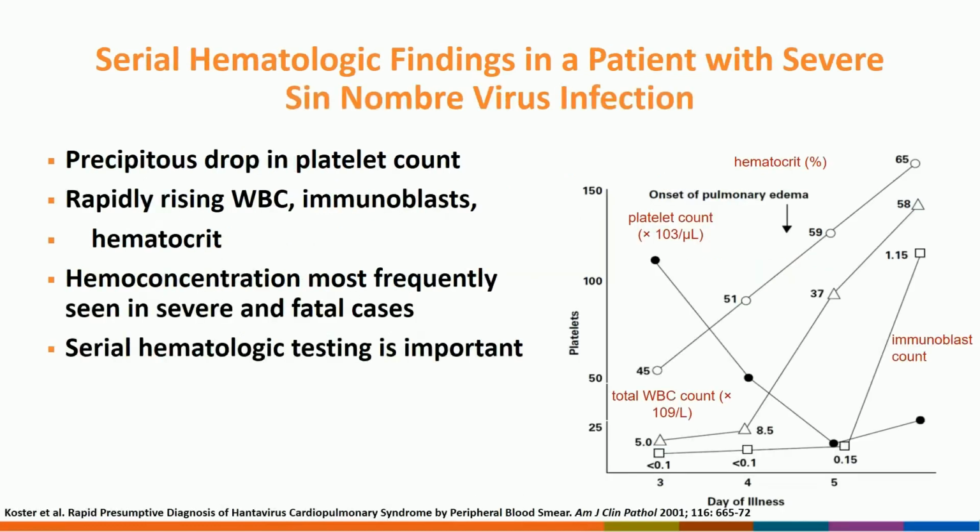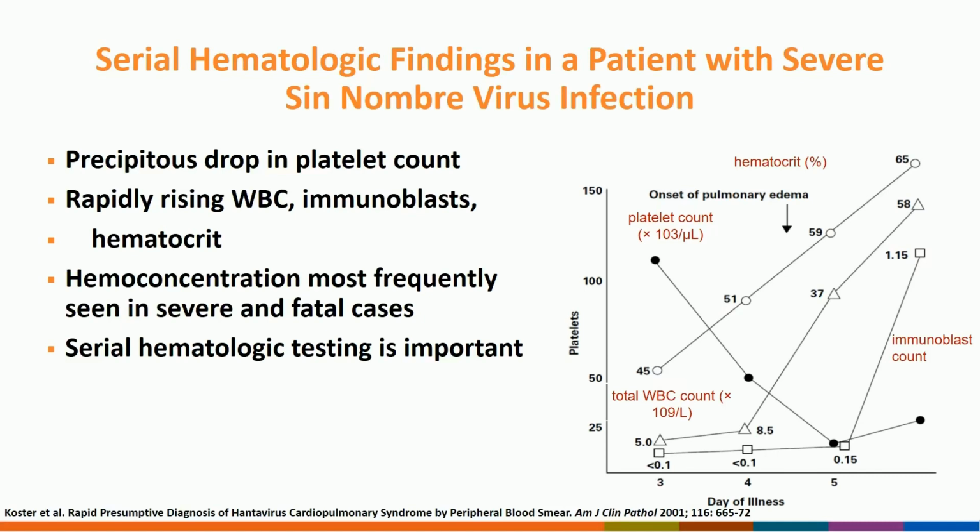Here is a graph describing the serial hematologic findings in a patient with severe Sin Nombre virus infection. The open circles depict hematocrit percentage, the closed circles depict the platelet count, the squares depict the immunoblast count, and the triangles depict the total white blood cell count.